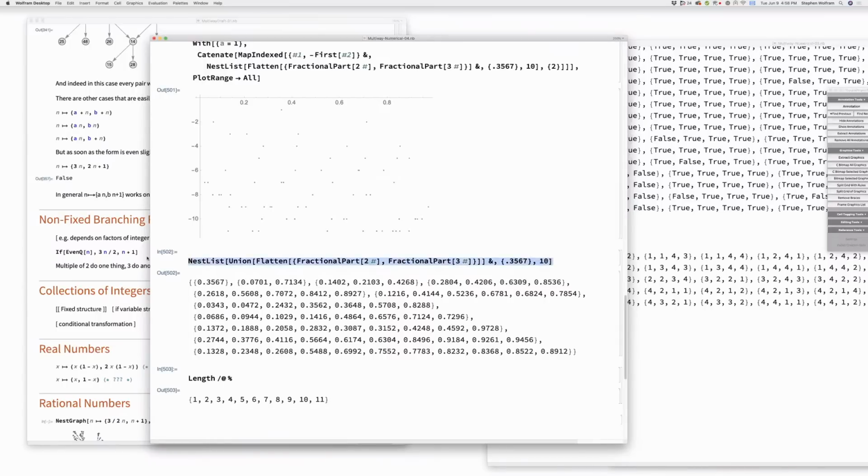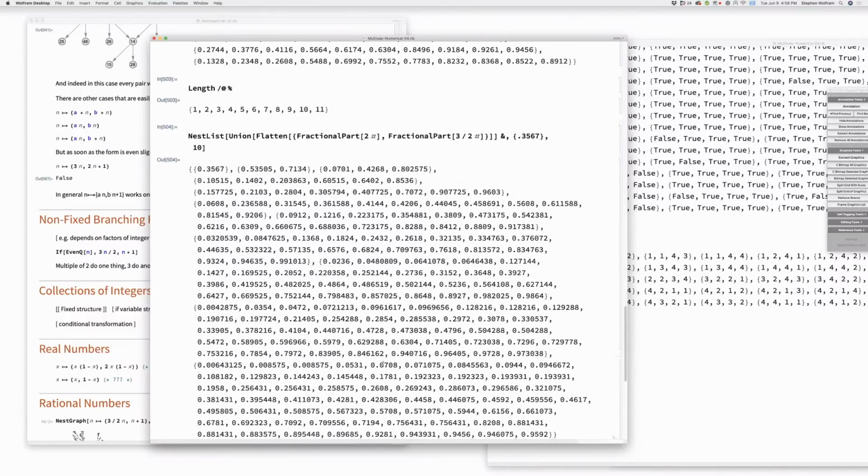No. Shall I go back? That makes sense to me. Okay, so for what value? So let's say we have 3 halves here. What's this going to do? Oh, interesting. Look at that.